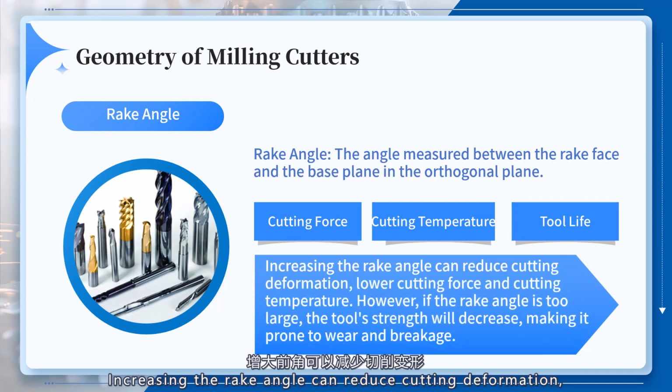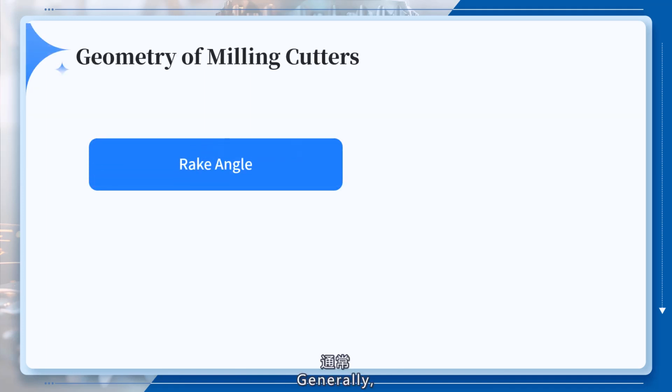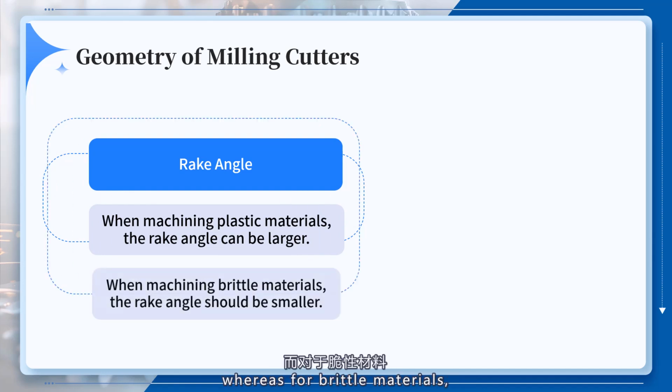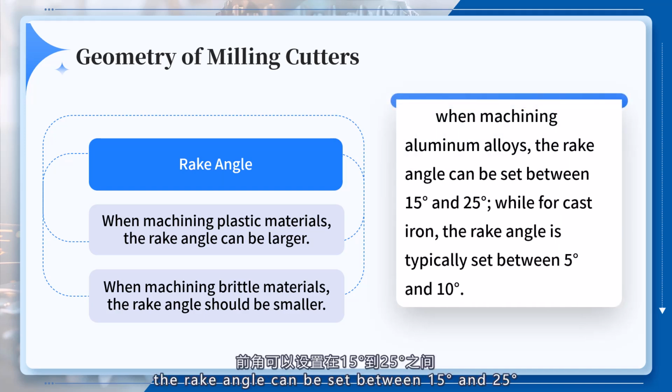Increasing the rake angle can reduce cutting deformation, cutting force, and cutting temperature. However, if the rake angle is too large, the strength of the tool decreases, making it more prone to wear and breakage. Generally, when machining ductile materials, a larger rake angle can be used, whereas for brittle materials, a smaller rake angle is advisable. For example, when machining aluminum alloys, the rake angle can be set between 15 degrees and 25 degrees, while for cast iron, the rake angle is typically set between 5 degrees and 10 degrees.